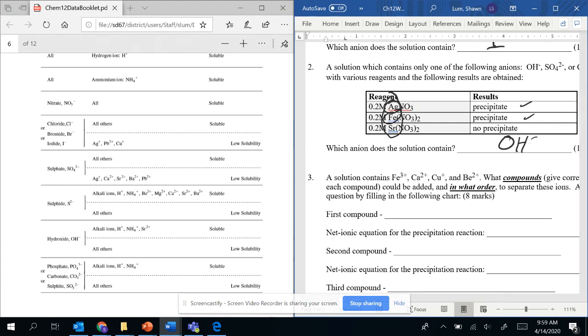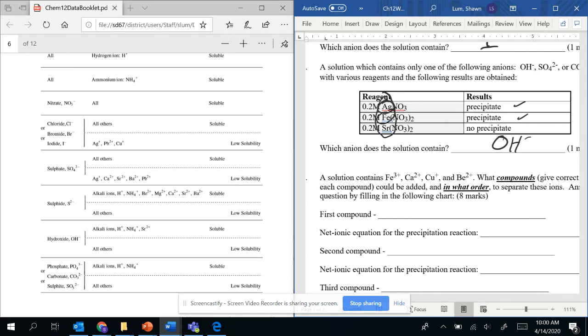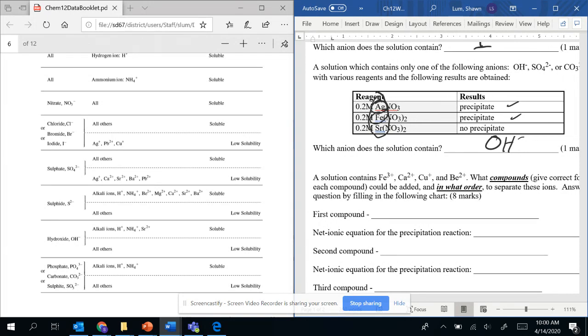Now we have this next one right here. A solution contains all of these different things inside of it. Okay, and what compounds and in the correct order do we add in order to take these things out? So again, we want to find a compound that takes out one of these, but does not take out the rest. Okay, so the first compound that I'm looking at right here is, let's take out this one right here.